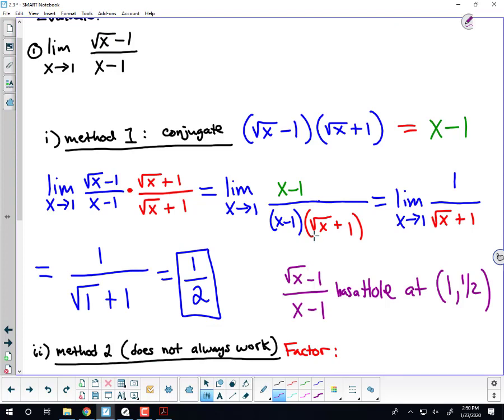Does anyone have any questions on that? So when you see radicals and limits that aren't working out, then typically you're going to default to using the conjugate to simplify that algebraically.